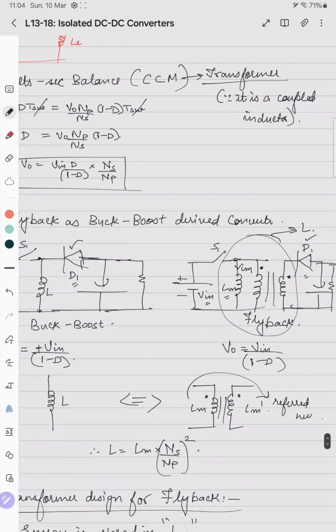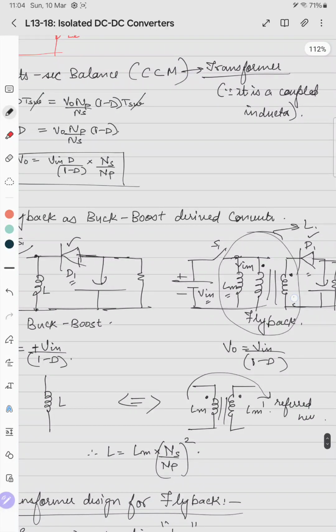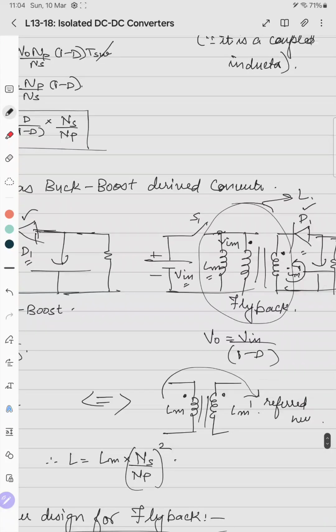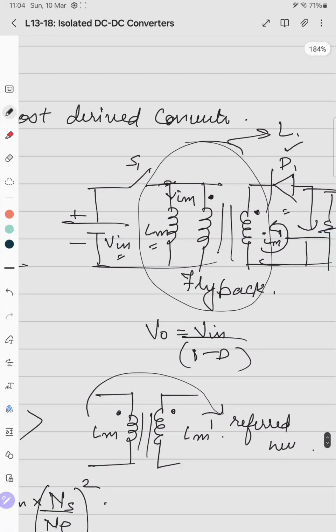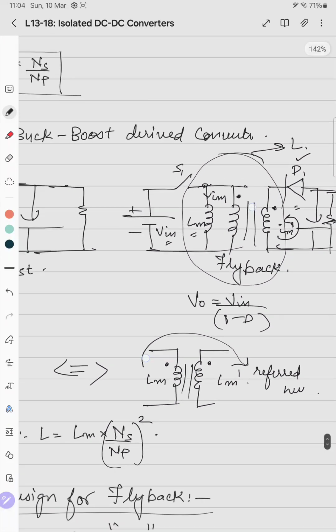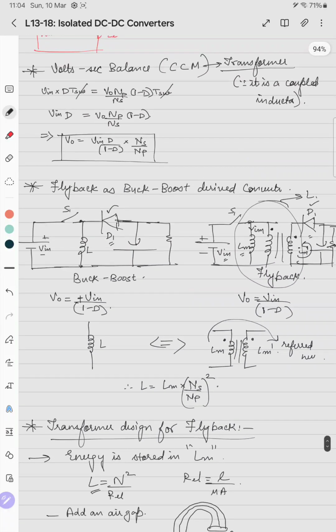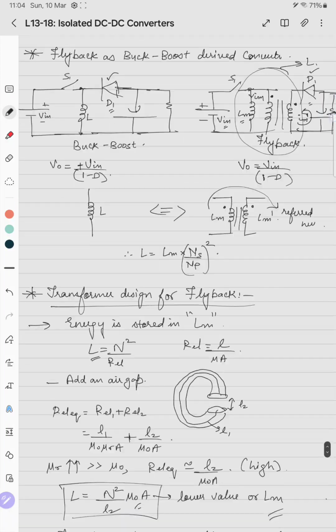Here also, the magnetizing component appears in the secondary. IM dash appears here, and IM dash is the current which is a part of the load current. Out of IM dash, the ripple goes into the capacitor, and the DC component goes to the load. So in the flyback converter, the magnetizing current is the load current when the switch is off. The principle is very similar: it is based on the coupled inductor and resetting the core.